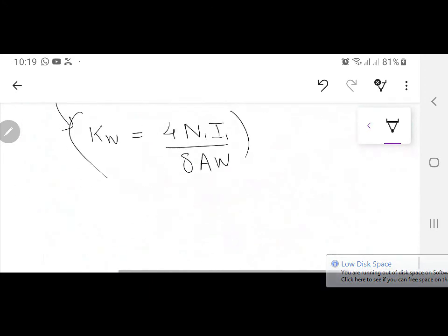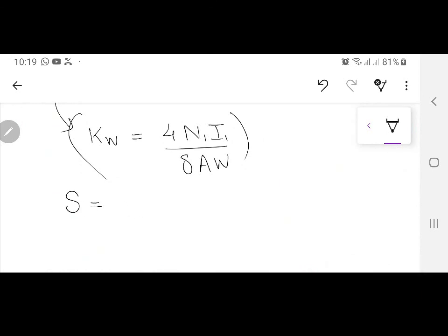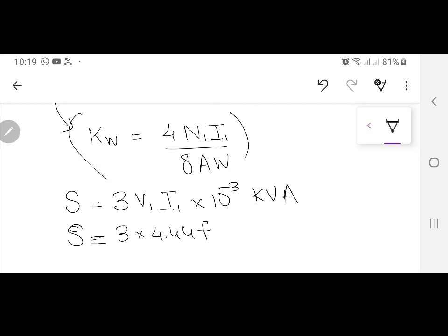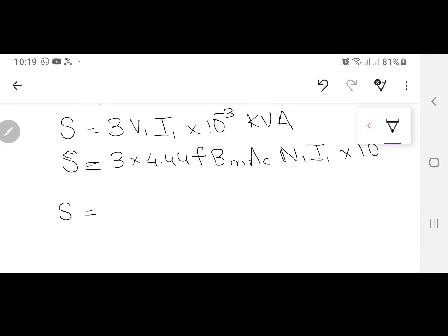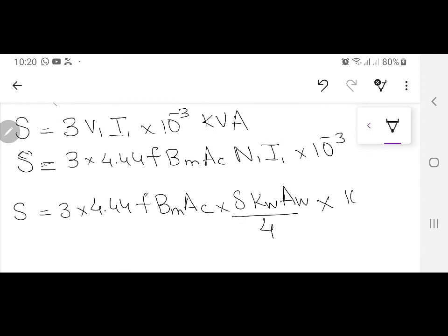So the equation that is S equal to, this is equal to 3 V1 I1 into 10 raised to power minus 3 kVA, and in place of this V1 you write it as 4.44 F BM AC into N1, I1 into 10 raised to power minus 3, and you put N1 I1 from here in that equation, then this S comes out equal to be, this is 3 into 4.44, I'm just writing down the full form again, F BM AC, and in place of N1 I1 I have this one as delta KW AW divided by 4 into 10 raised to power minus 3.